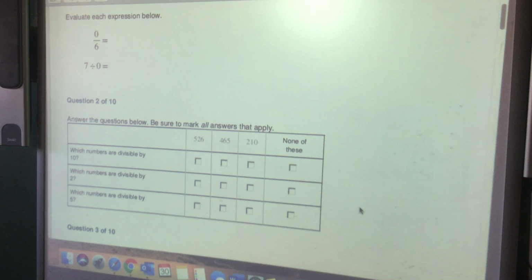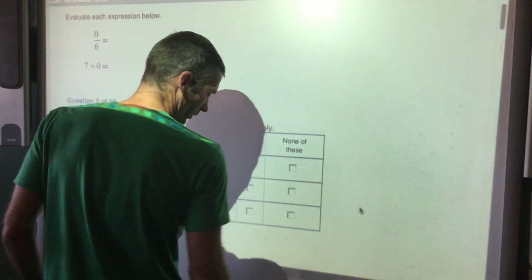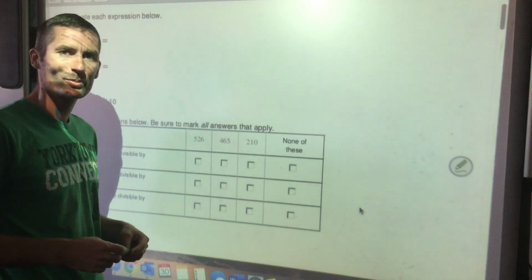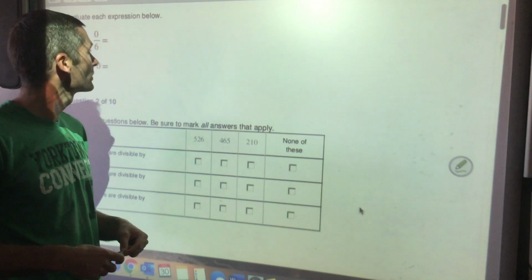Hey guys, let's look at week 5 homework with dividing skills. It's a little bit easier, faster homework. We should be able to take our time on it and really get a good score. Do it a couple attempts.